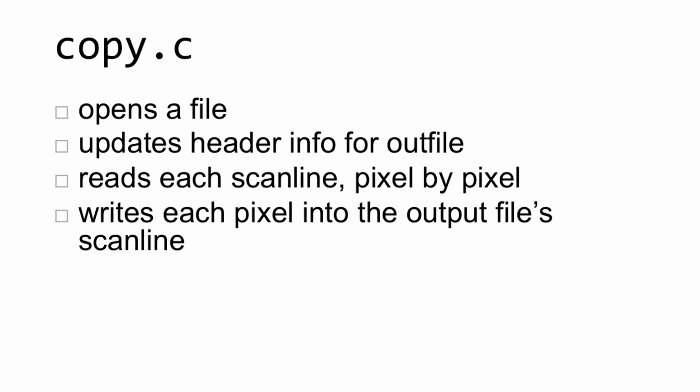Now this is a lot to do, but luckily we have a good starting point because copy.c actually implements a lot of this functionality. Copy.c will open a file, update the header information, then it will read each scanline pixel by pixel from the in file and then write those pixels into the out file scanline. So even though it doesn't necessarily resize the file for us, it's a great place to start. So let's copy the code from copy.c into resize.c. All right, so now that we've done that, we want to update the out file's header information.